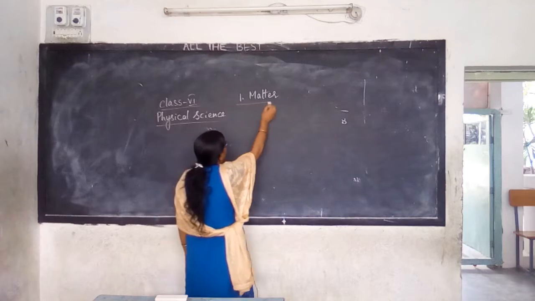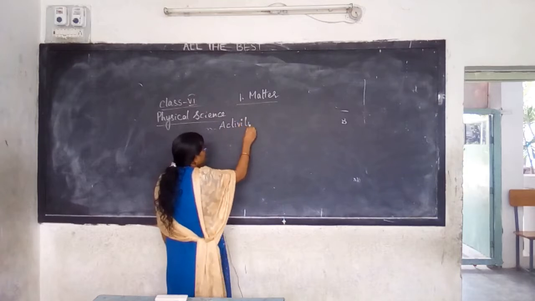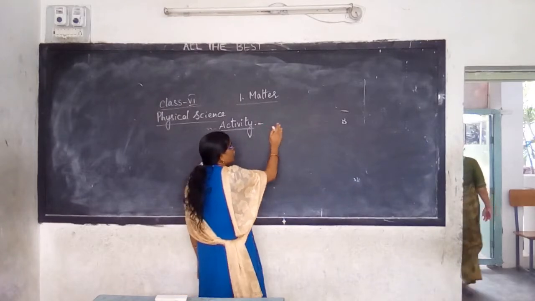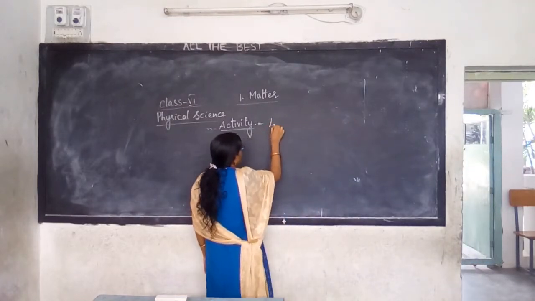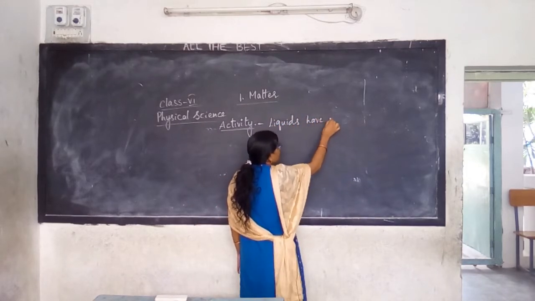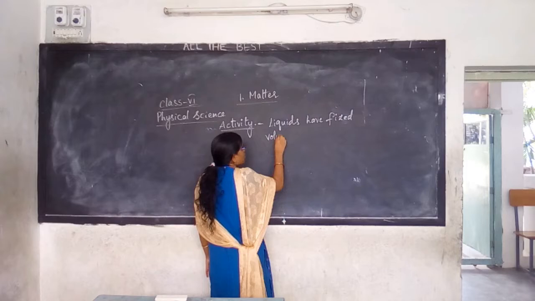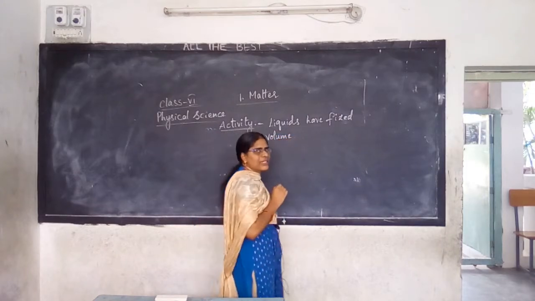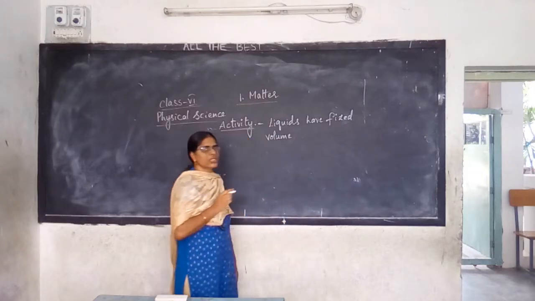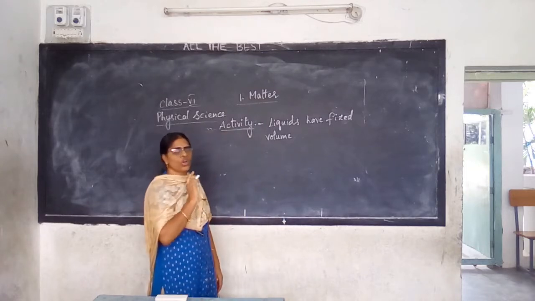Today, we are going to learn another activity. Today we will do another activity to show that liquids have fixed volume. Liquids have fixed volume, but they don't have fixed shape. We will find out through an activity that liquids have fixed volume.